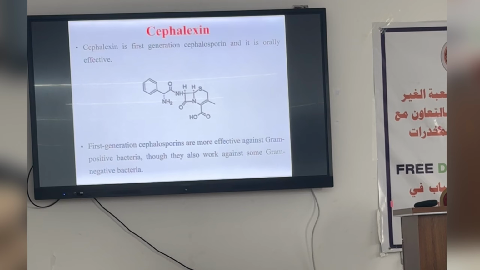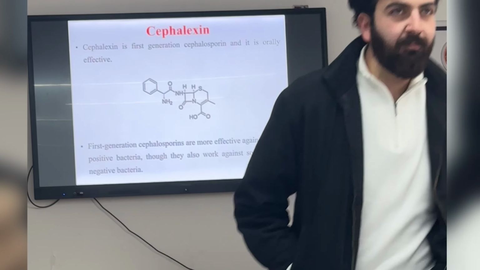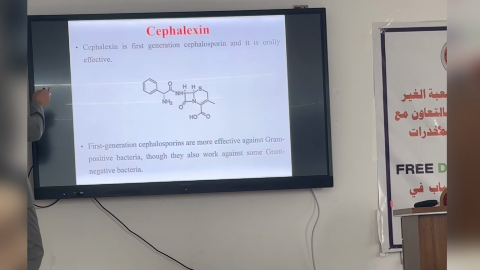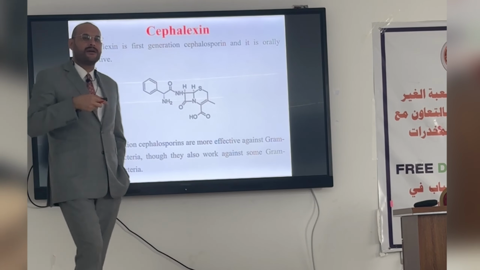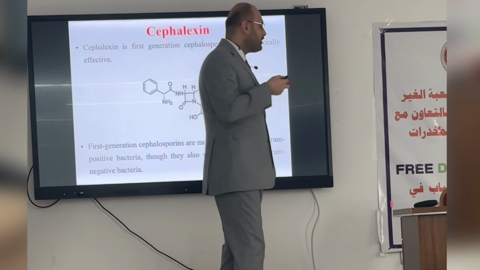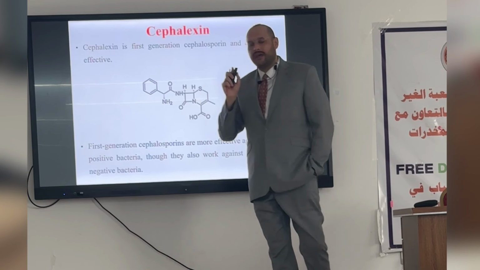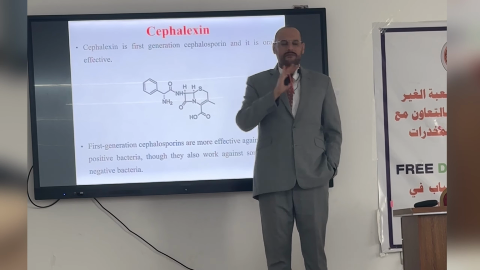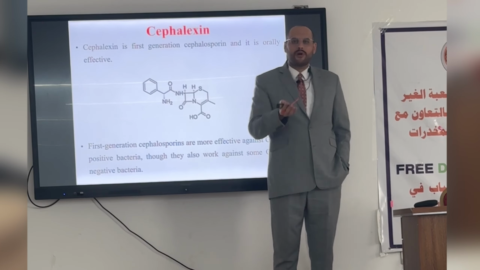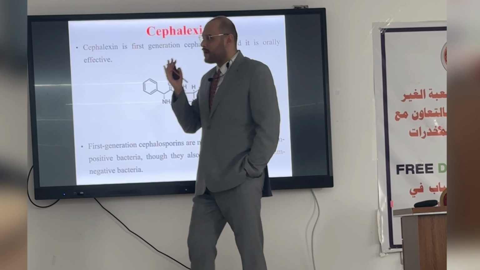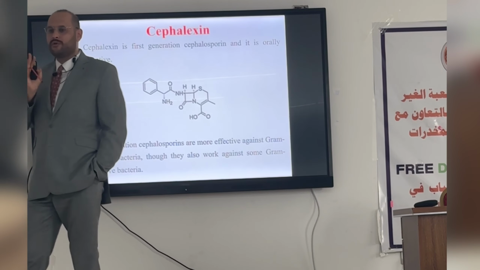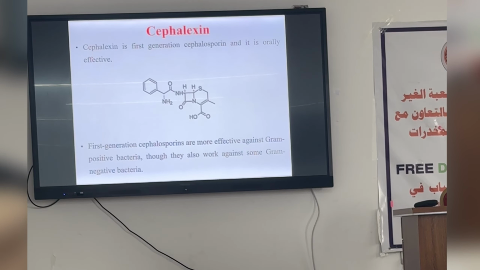Cephalosporin, we have generation 1, 2, 3, 4, 5. Right now it says cephalosporin is first generation cephalosporin. Without reading the slide, we know that this cephalosporin is active more against gram positive or gram negative? More against gram positive, and its gram negative activity is very little. Or in more detail, it is active against gram negative, but not too much.